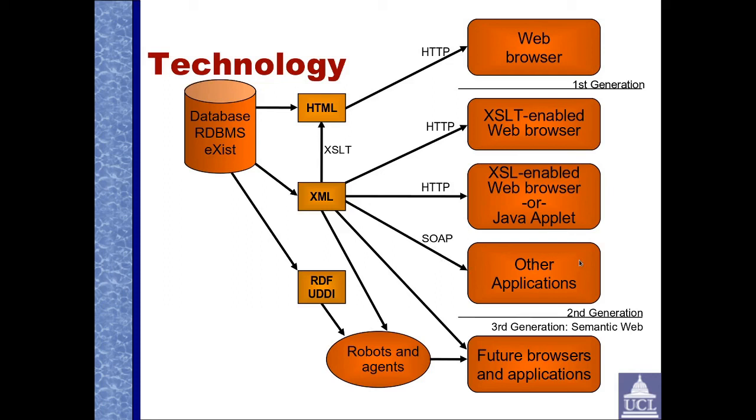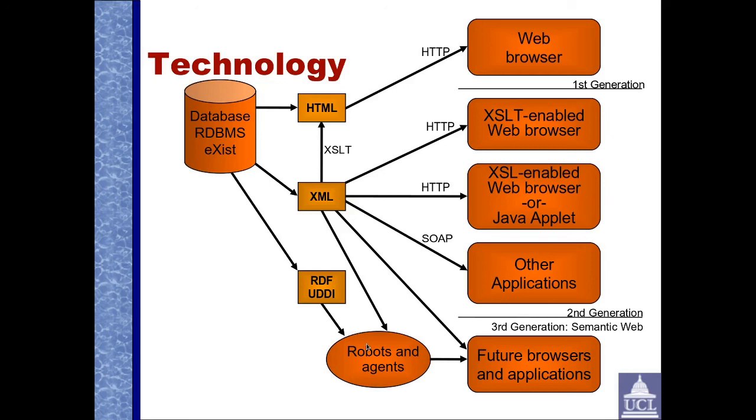Now, I'm not really going to talk about SOAP at all at the moment, but we will talk about it briefly in a later lecture. Then the other ideas were that XML itself could go to future browsers and applications, could go to these kind of robots and agents that were able to search the web and pull together information, using other technologies such as RDF and UDDI to achieve that.